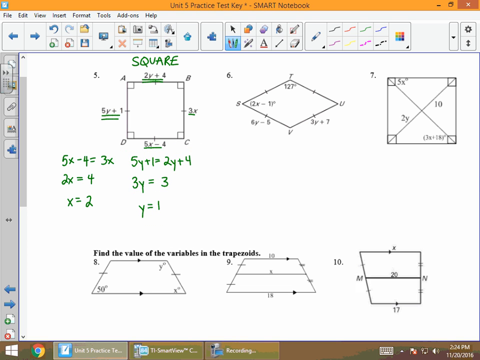A couple of other options you had there. Once you found x to be 2, I could have plugged it in and said 5 times 2 is 10 minus 4. That means this side is 6. Or I could have done 3 times 2 and said this side was 6. Then I could have taken 5y plus 1 and set it equal to 6 and solved for y as well.